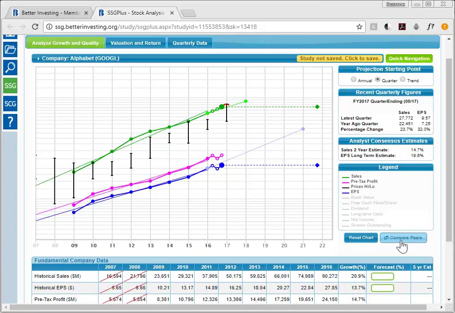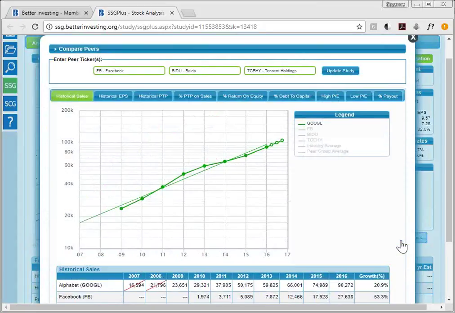When I click on the Compare Peers button here, I'm going to bring this up, and it's going to be a pop-up on my screen. There will be a set of automatically chosen peers. In this case, it brings up Facebook, Baidu, and Tencent Holdings. Let me interpret that a little bit. How are they automatically chosen? Well, they are all in the same industry, and they are of a similar size.